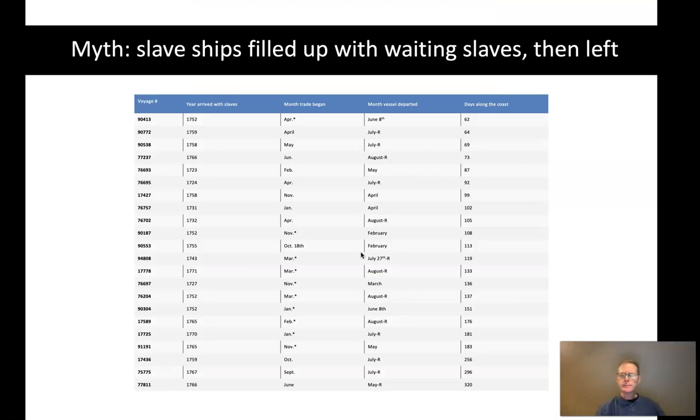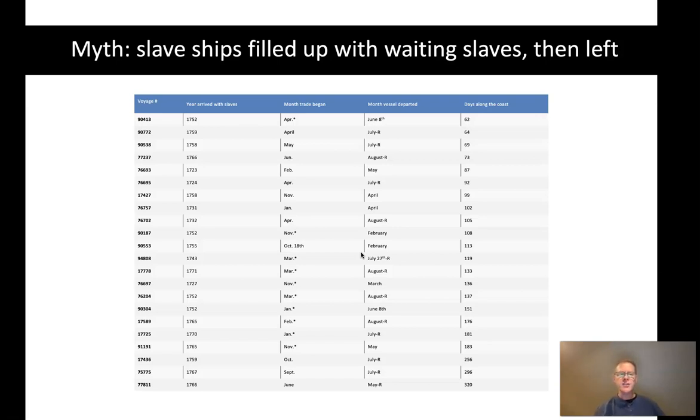Now I want to deal with a number of specific myths I think that people have. So there's this myth that people were enslaved in Africa, brought to the coast and kept there, and then the ship pulls up and they just load them up and go. That's not how it worked.